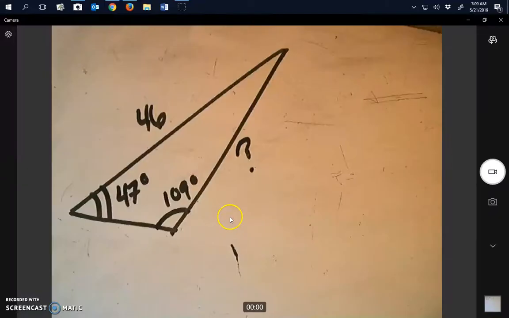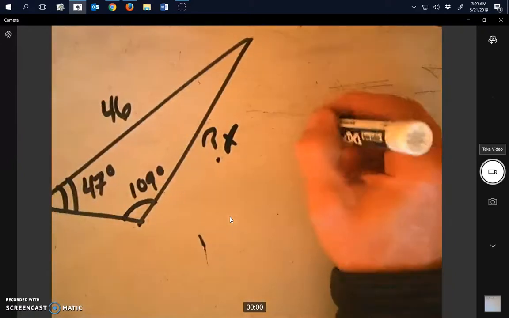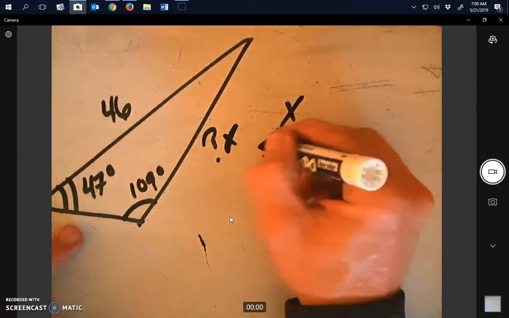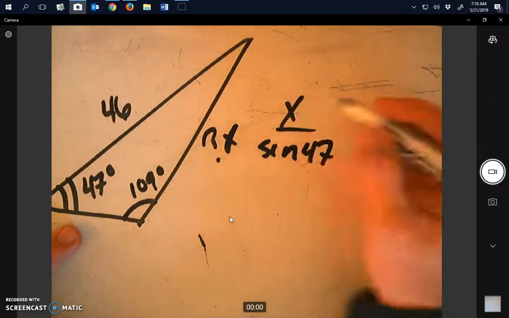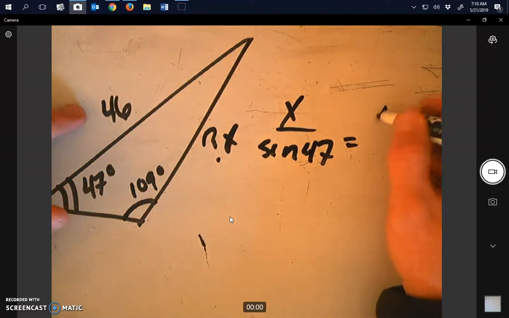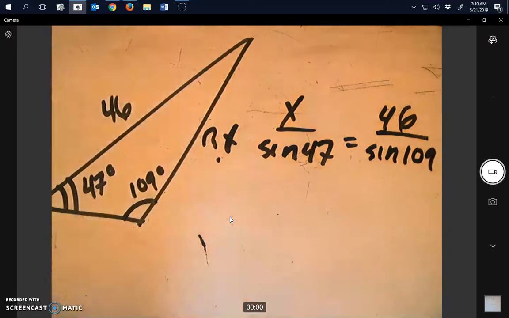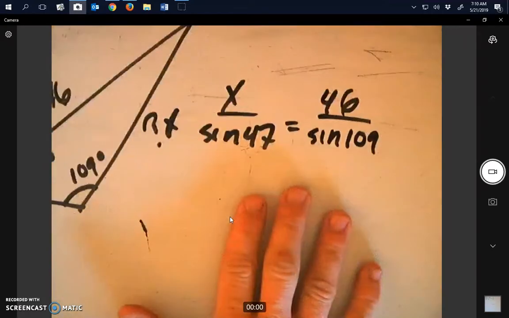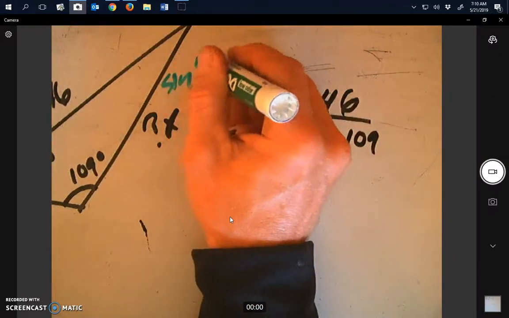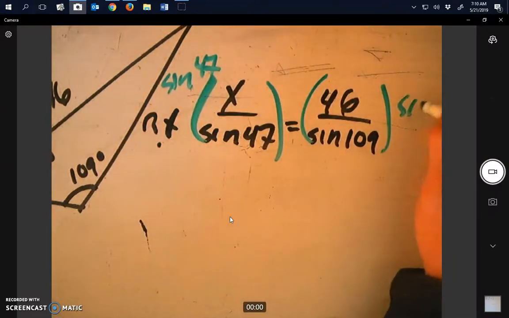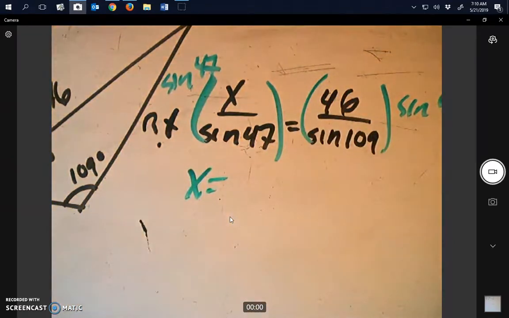So I have it all drawn here. So this will be our x. So we're going to set our side on top over sine of 47. This is side, not sine, side. And that equals 46 over sine of 109. We multiply both sides by sine of 47. And that's going to be our x. X equals all that. So let's throw in the calculator.